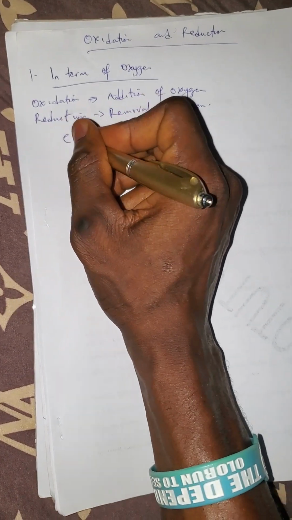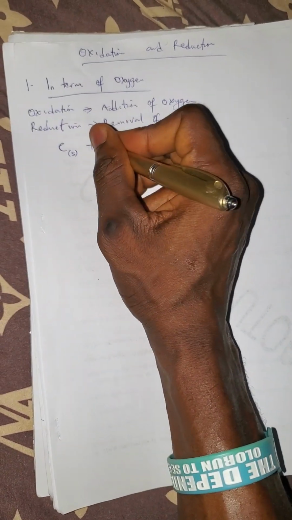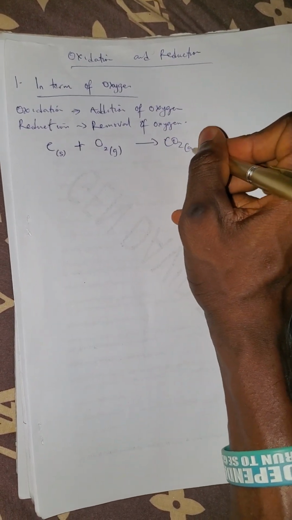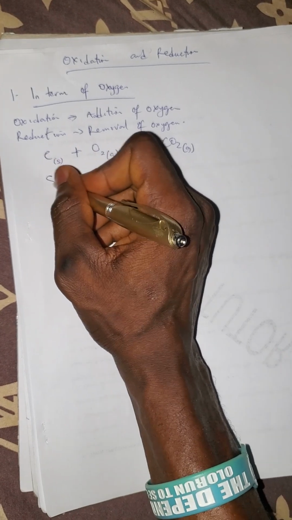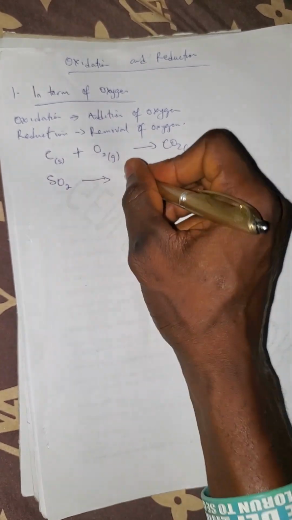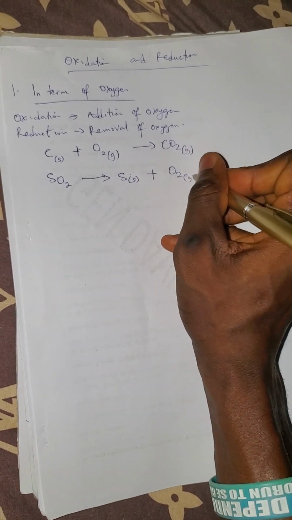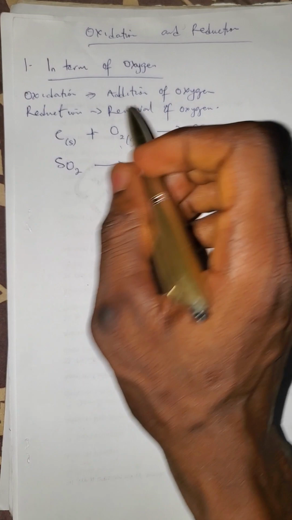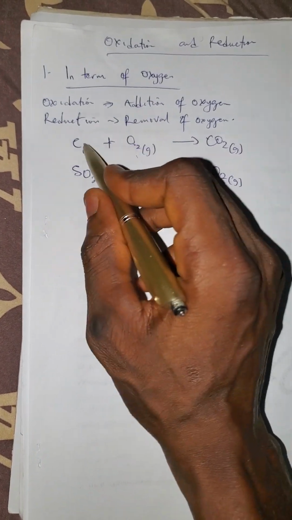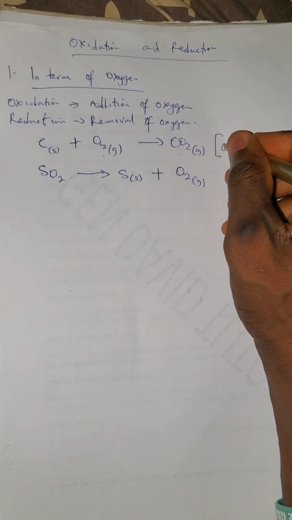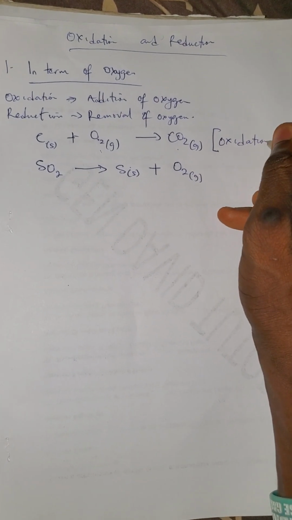Now, when we are saying addition of oxygen and removal of oxygen, take note, if you have something like this: carbon in solid plus oxygen as a gas will give us CO2 in form of gas. Now, if you have something like SO2 to give you the solid sulfur, plus O2 in form of gas. If you check this very well, there is addition of oxygen to this carbon to give CO2. Then if there is addition of oxygen like that, we call it oxidation.